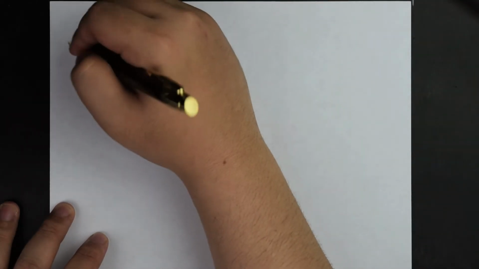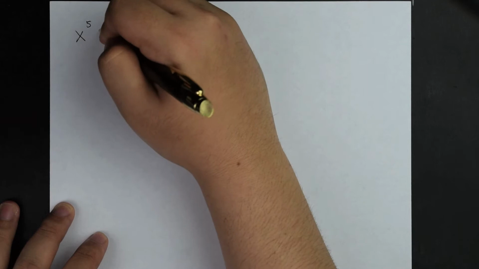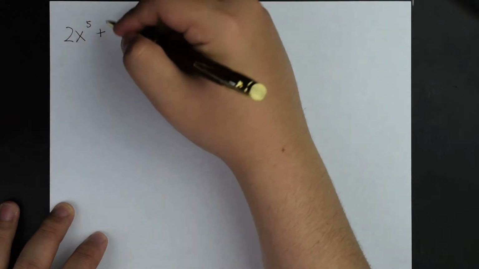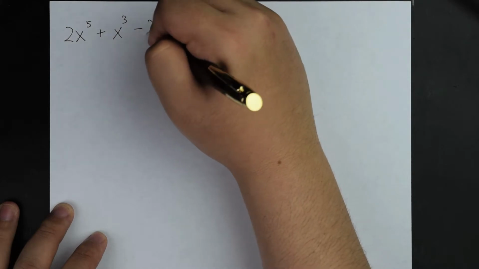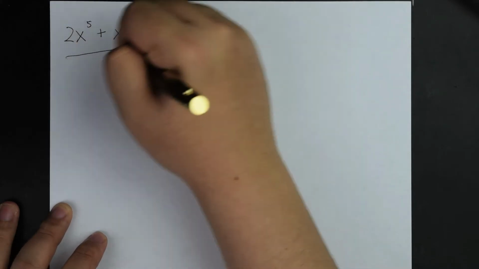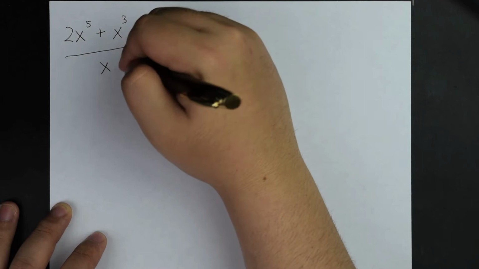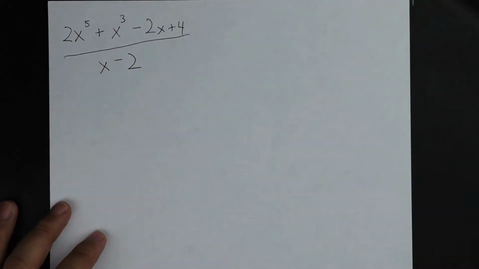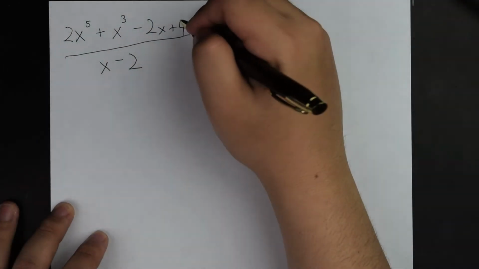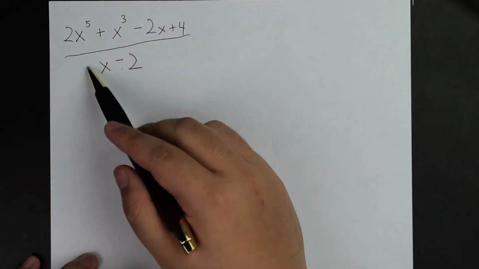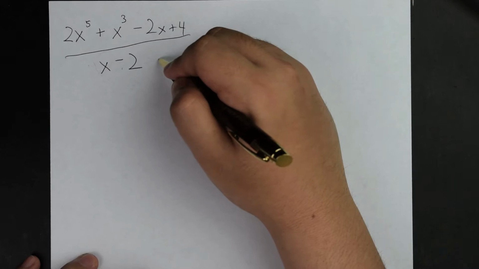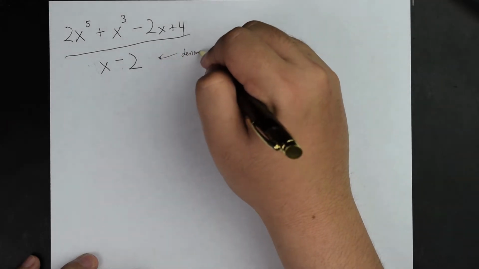I'm going to create one right off the top of my head. I'm going to say something like x to the 5th plus... or actually 2x to the 5th, let's just do that, plus let's say x cubed minus 2x plus 4 divided by, let's say x minus 2, okay? Right off, when I see this type of question, the first thing I need to do for synthetic division is to find out what this bottom value, or my denominator, is going to equal.